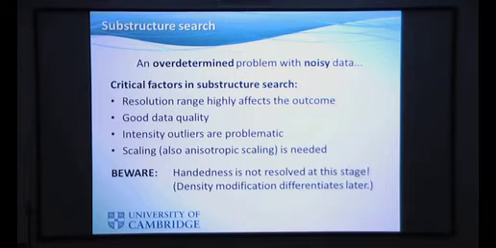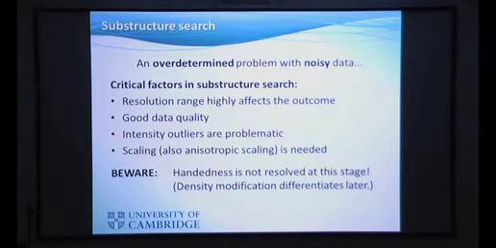So what we have here is an overdetermined problem with noisy data, right? We are searching perhaps for 20 atoms. We have thousands of measurements, but they are very noisy because the anomalous difference, also the difference between two crystals and isomorphous difference, will be very small as compared to the total intensity. And for the total intensity, we have an error.